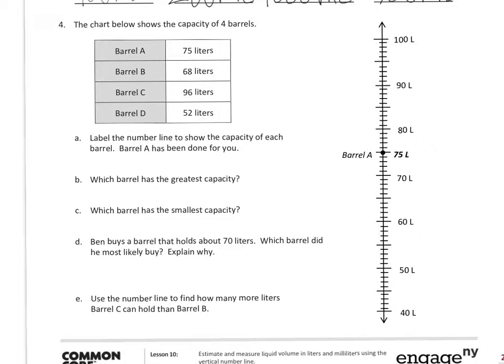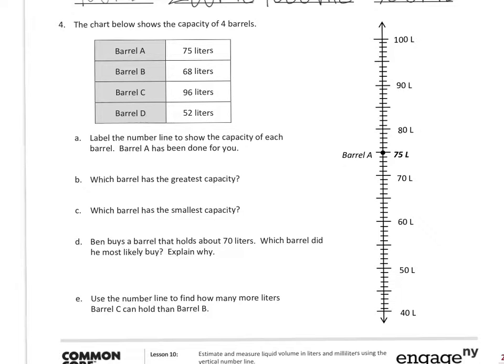All right, this last one, number 4, we're going to be using the chart here, the table, and the vertical number line. We see 4 barrels, A, B, C, and D, and 4 different capacities. Letter A says to label the number line to show the capacity of each barrel. So barrel A has been done for us at 75 liters, and you can see that our number line is labeled at the tens, but the rest of the lines aren't numbered for us, so we'll have to use our counting to figure those out.